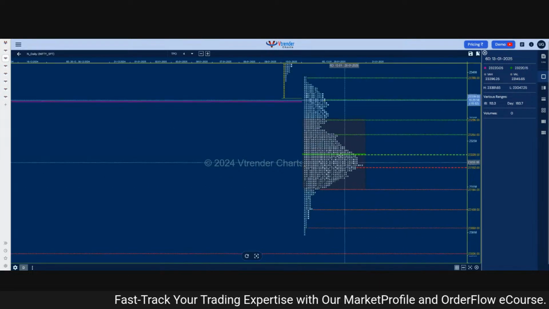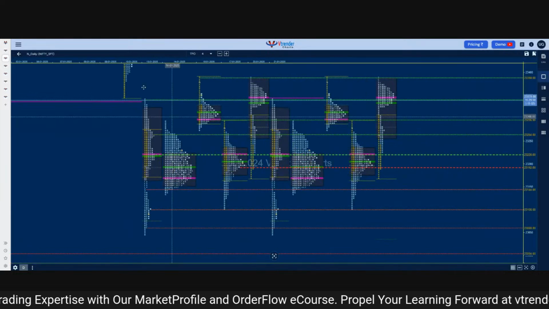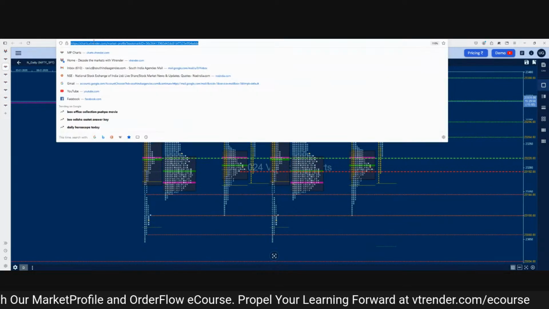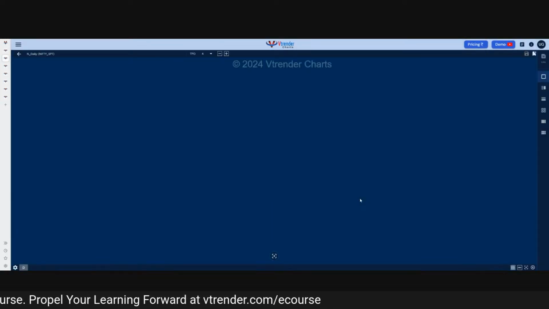So I'll just redo this merge. I'll just unmerge this again. So in market profile, we trade value. We do not trade price. So what we do is we watch how value is being formed over a period of time.